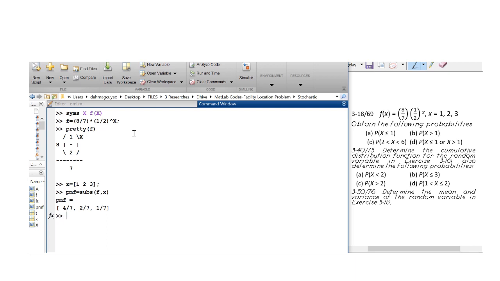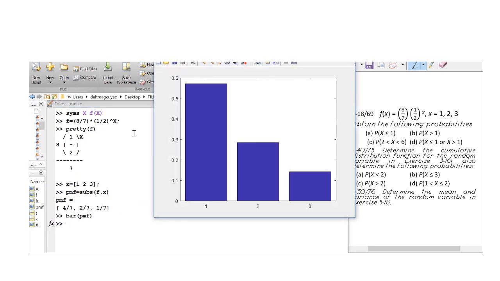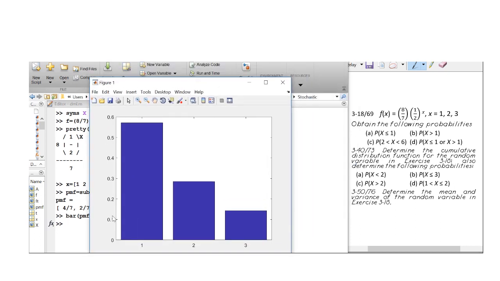If we add these, 4 over 7 plus 2 over 7 plus 1 over 7, it would be 7 over 7. So we satisfied condition 2. And if we're going to plot this using a bar chart, the bar chart for the PMF would be like this. So observe that all the values are greater than 0.